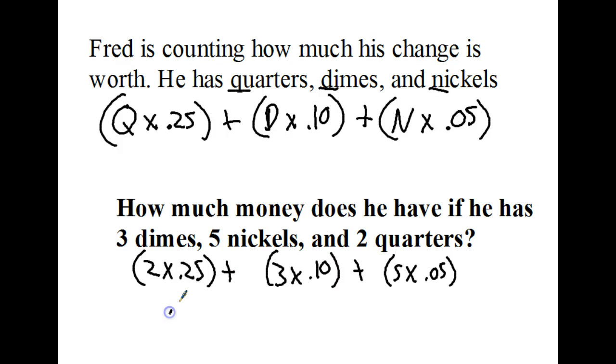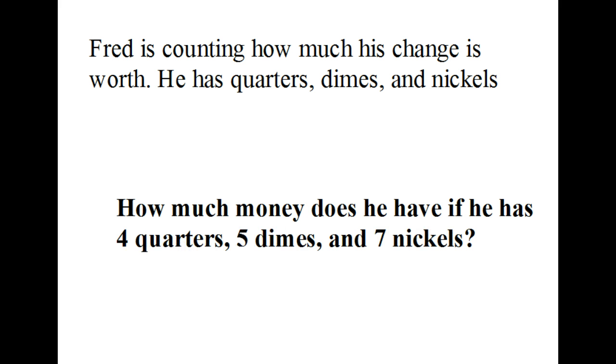So 2 times 0.25 is 50 cents. 3 dimes, 30 cents. 5 nickels, 25 cents. And I'm just going to add them up. 50 plus 30 plus 25. I get $1.05. You try it out.